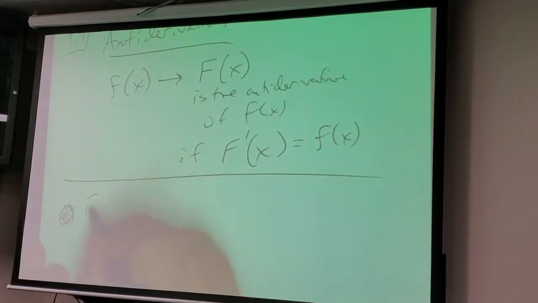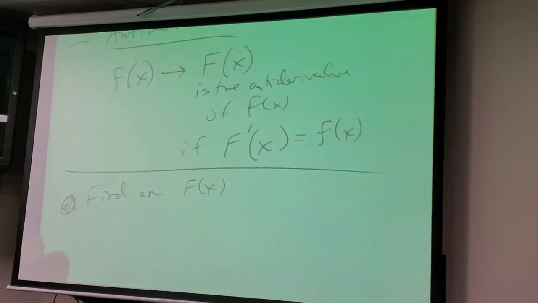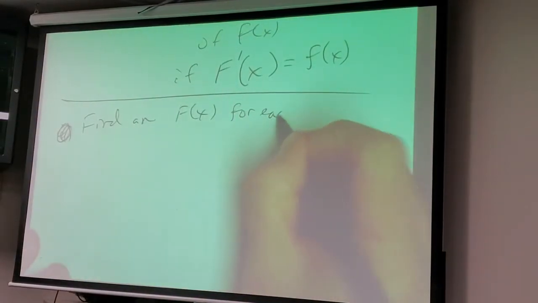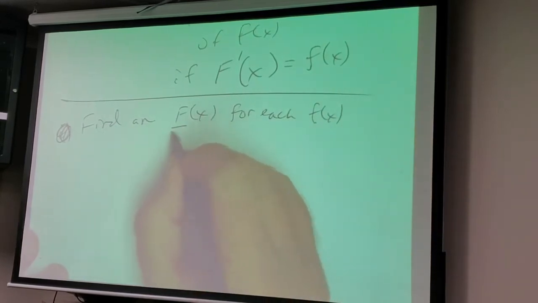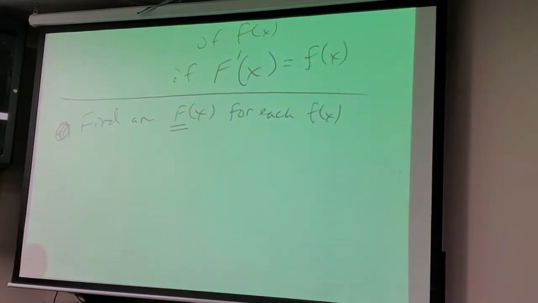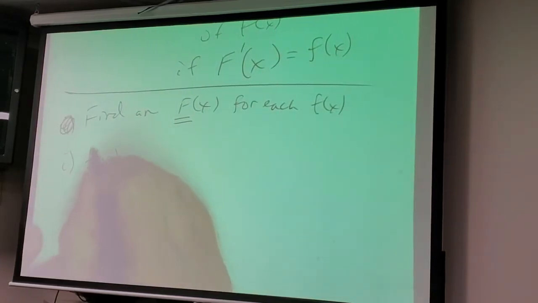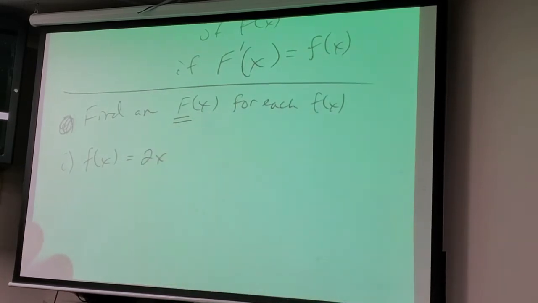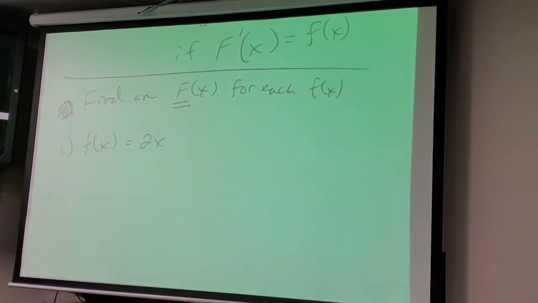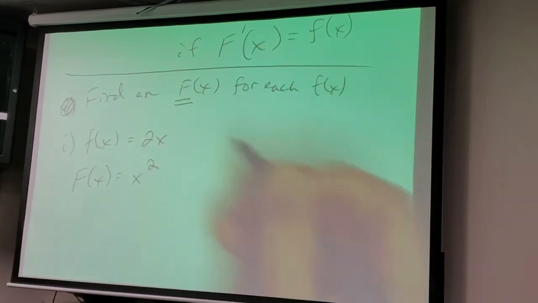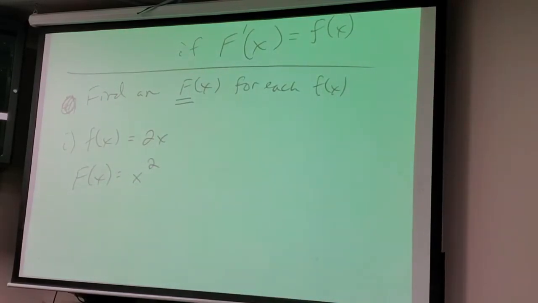Find an F of x for each little f. So when you see a capital F, that should denote antiderivative of little f, right? So what if I have this? We'll start off really nice. Where would this have come from? Yeah, it could have come from x squared. So that's good enough for the way that I put the question.